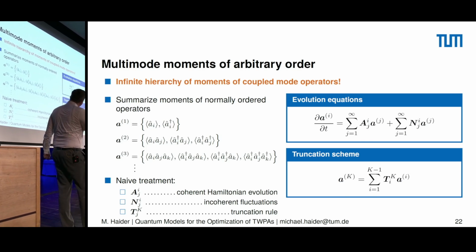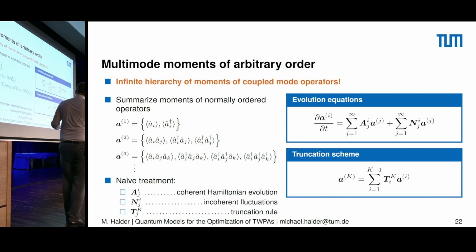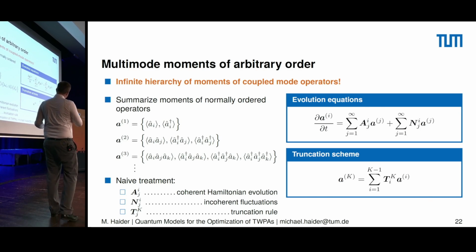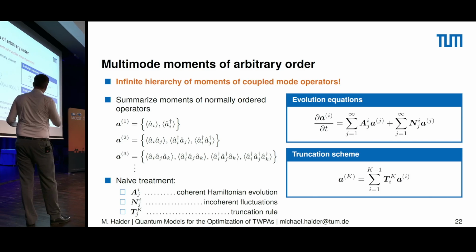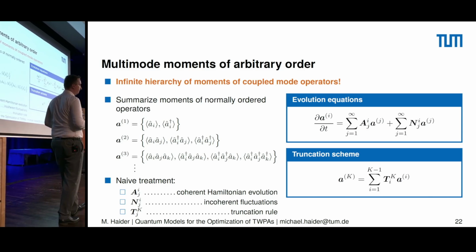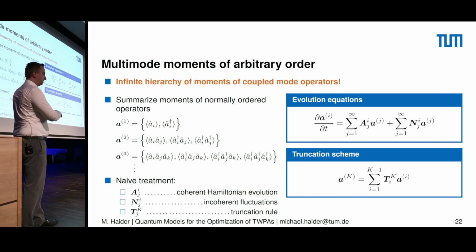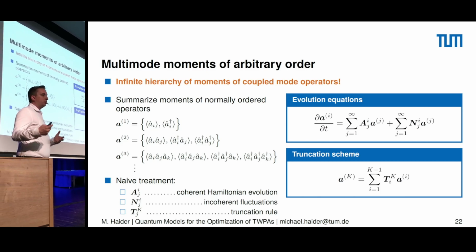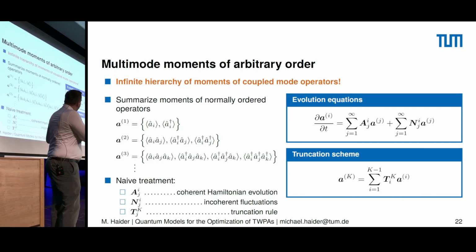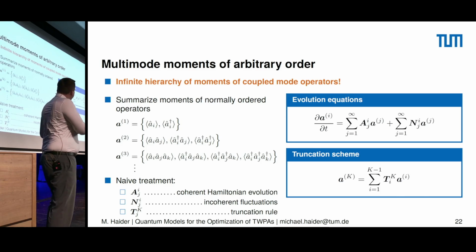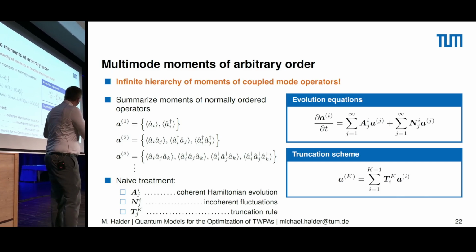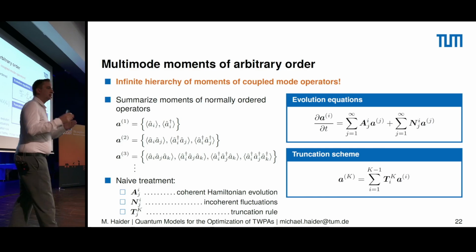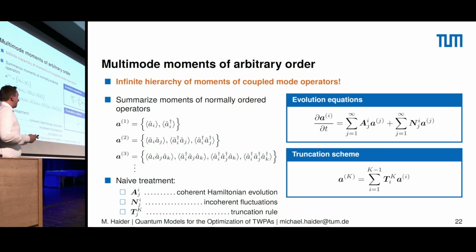We say the time evolution of the ith order is given by some huge matrix that depends on all orders j, where j can in principle run from 1 to infinity. And we have some incoherent terms as well, some losses, some baths, whatever is in our model. Of course, to really treat this on a computer, we need to introduce a truncation scheme. We can't go to infinite order. At some point, we need to truncate and say the kth order only depends on moments of k minus 1. So this is some scheme we need to introduce just to make it finite and solvable, right? Okay, we can do that.